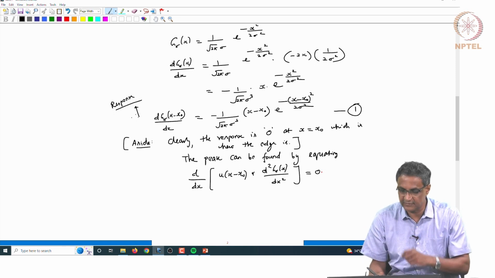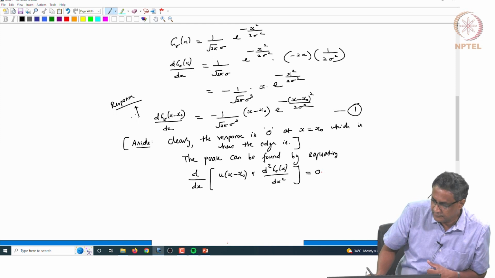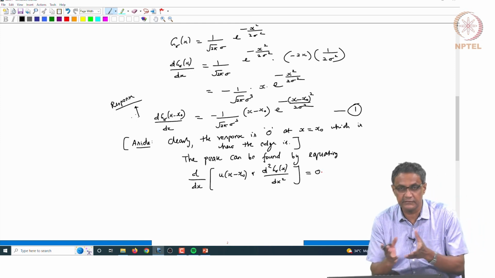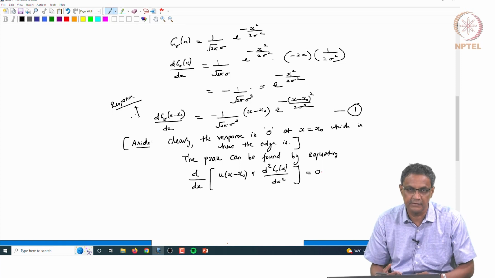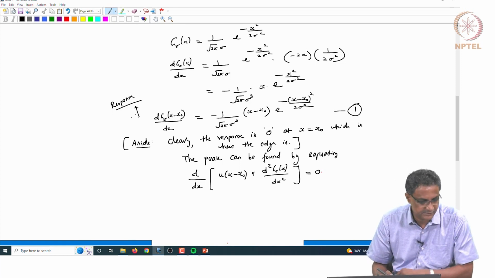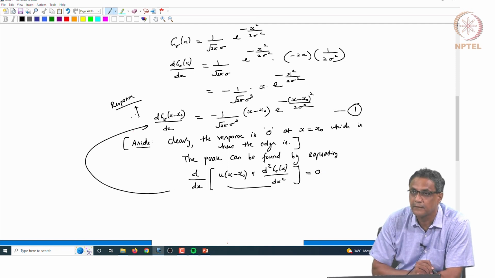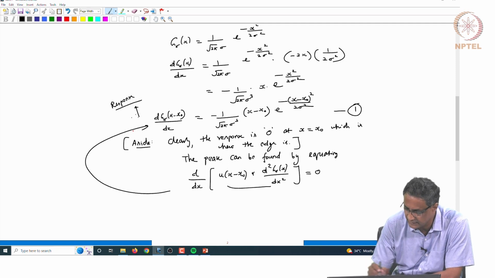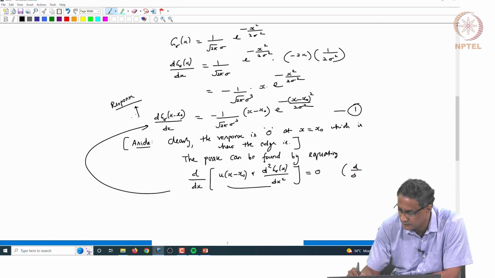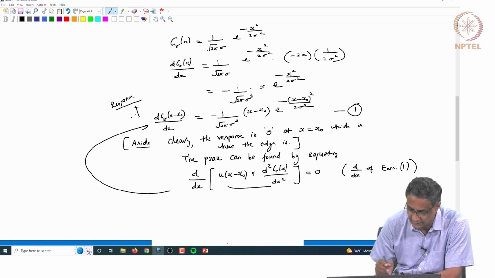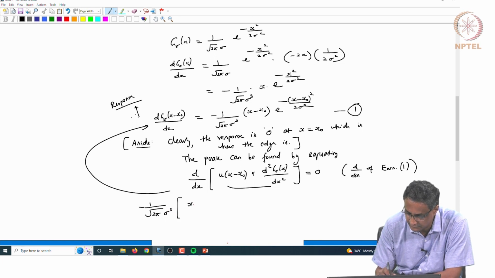So we want to find out where exactly a maximum occurs. If you had a function whose maxima or minima you wanted to find, you would take a derivative and equate it to 0 to find out what x happens. Now we know that all of this is equivalent to this, and therefore we do d by dx of equation 1. So if we do that, then what will happen? We can pull out minus of 1 by root 2 pi sigma cube, and then x minus x naught, and then we are doing d by dx.